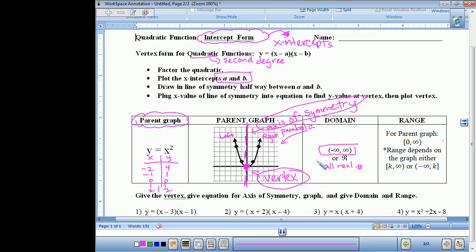Now, this domain will always be the same on a quadratic function. The domain for every quadratic function is from negative infinity to positive infinity. But the range is going to change depending on how we move that parabola around.